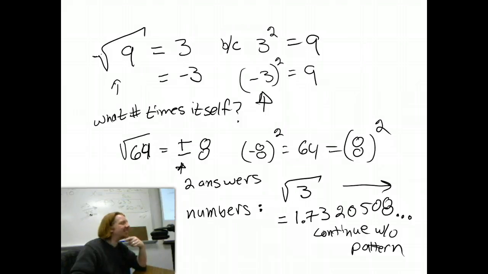So, guys, irrational numbers are the numbers that we invented to deal with square roots that are not neat.